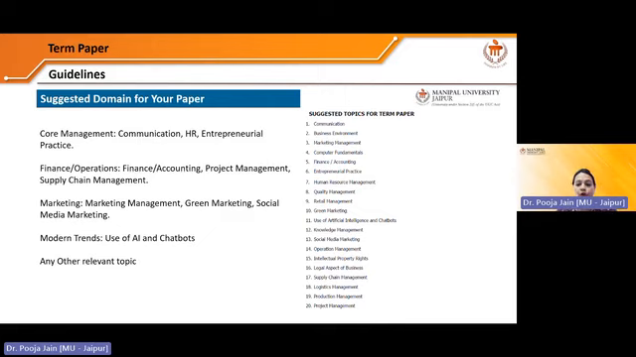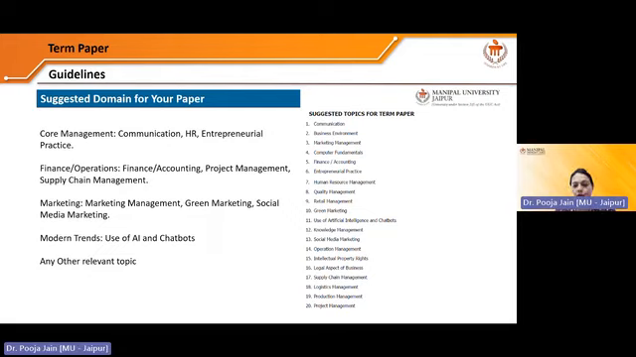Other than that, if you want to choose any management related topic, you can choose, right? So here are the suggested topics, or we can say domains, for your term paper. Number one, communication, business environment, marketing management, computer fundamentals. If you have a connection with technical expertise, you can take a topic from computer fundamentals as well.